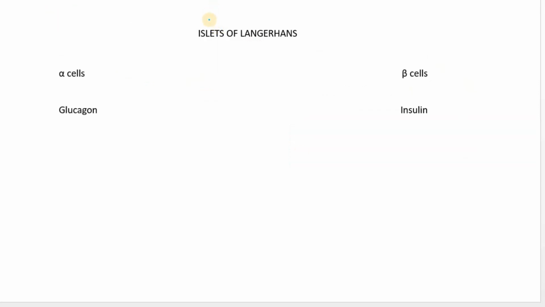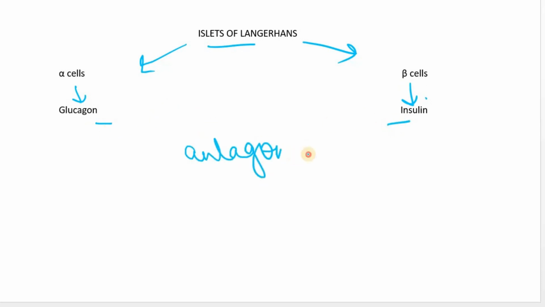Now this endocrine part, also called as islets of Langerhans of pancreas, contains two types of cells, alpha cells and beta cells. These alpha cells produce a hormone known as glucagon and beta cells produce a hormone known as insulin. Both these glucagon and insulin act as antagonistic to each other. We will study about this in a while.